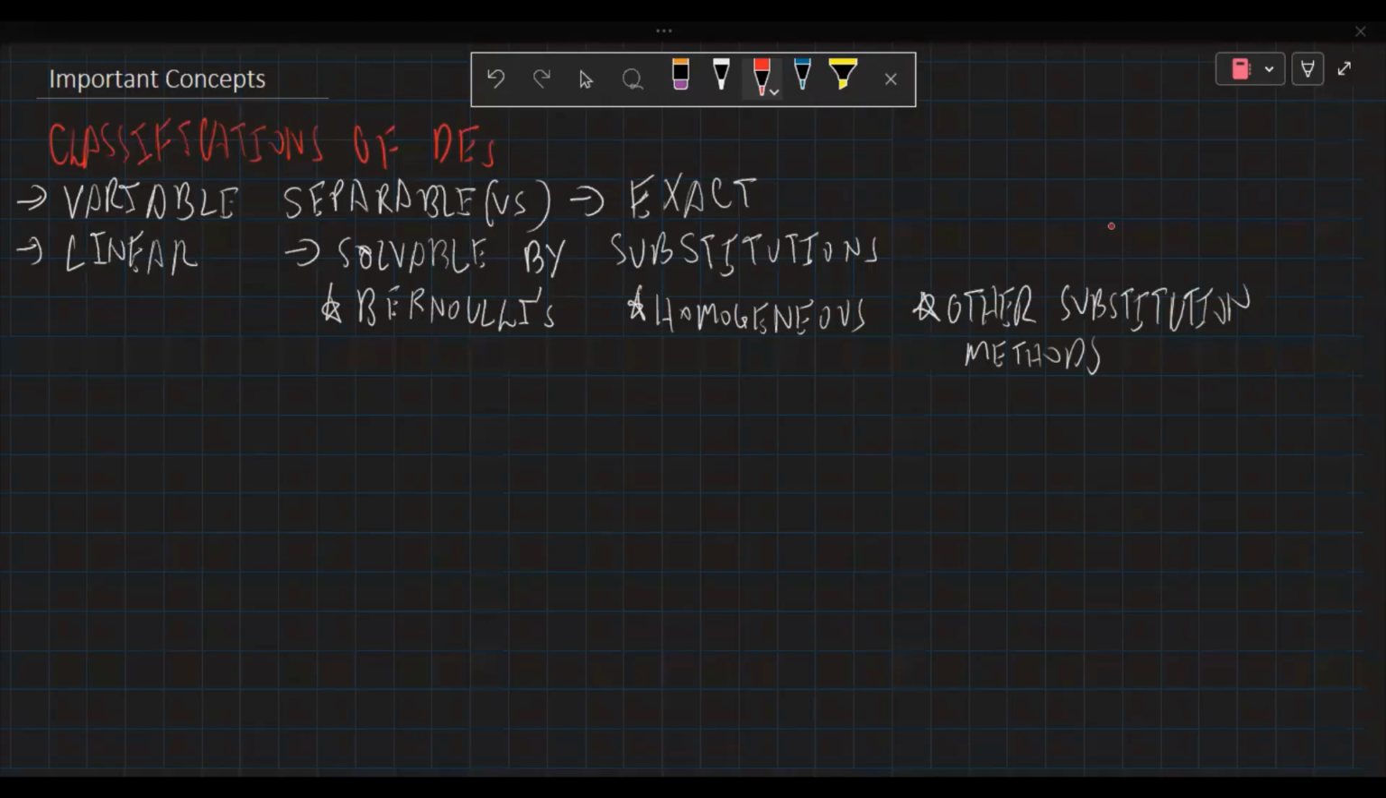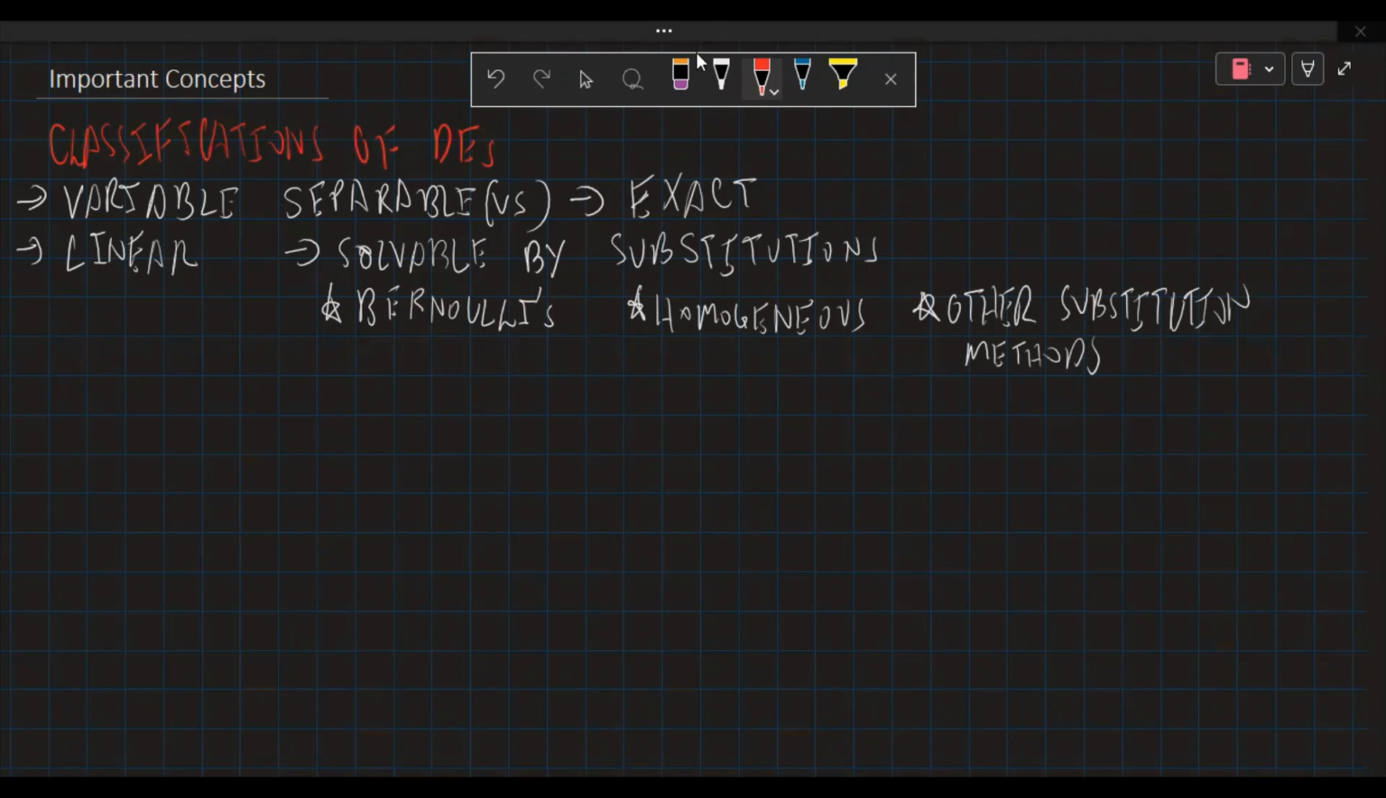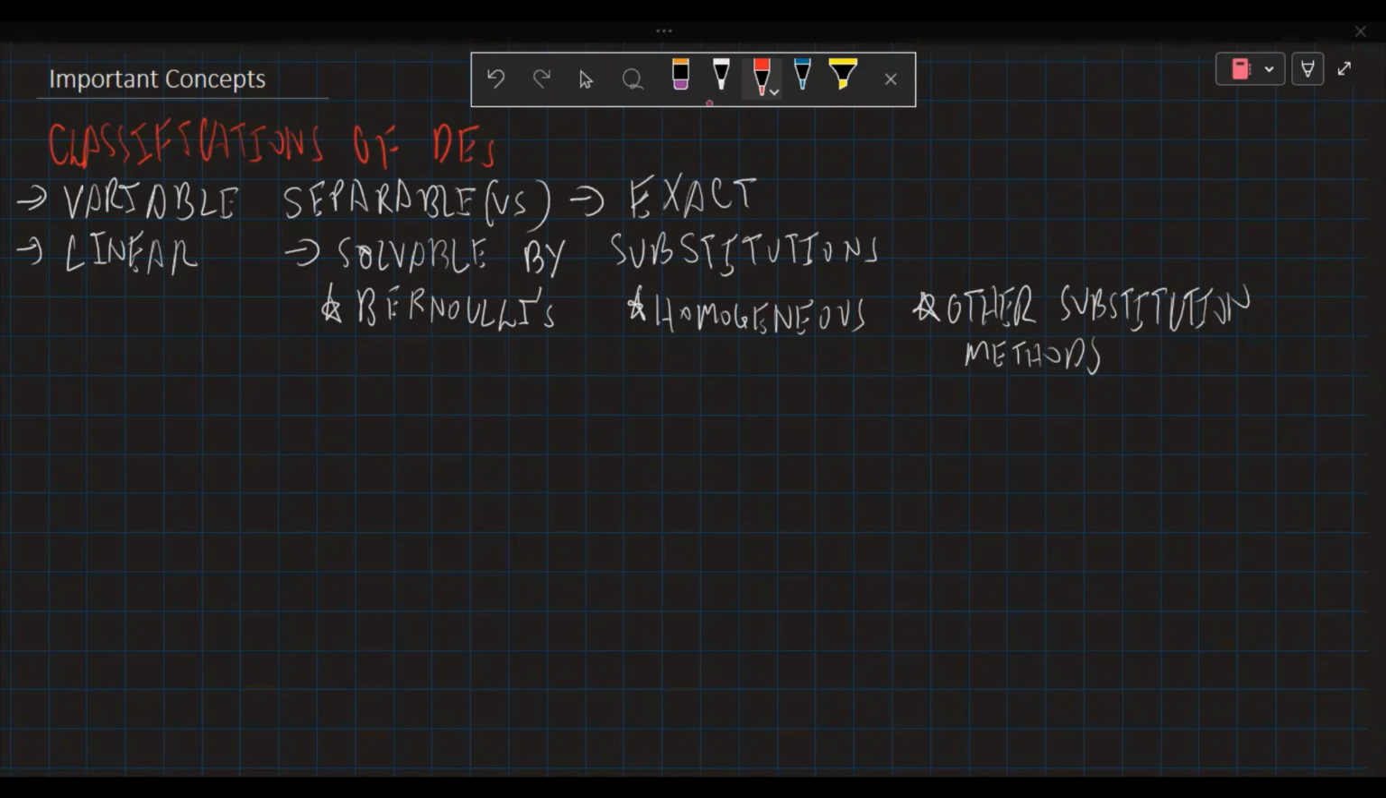So for our next classification, it is solvable by substitution. We do substitutions because there are some DEs that are complex. So we use substitution to simplify them into either VS, exact, or linear to easily solve them. Okay. So let's go with Bernoulli. So one of the three.